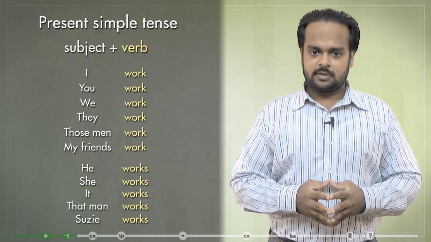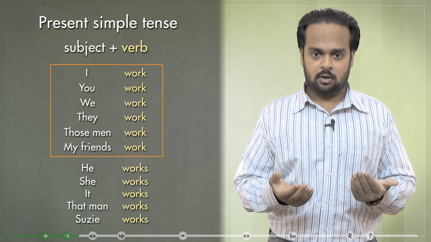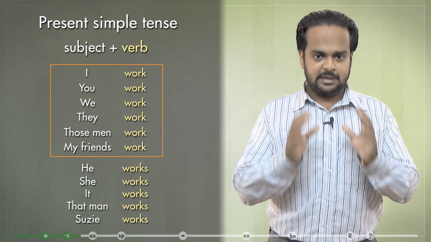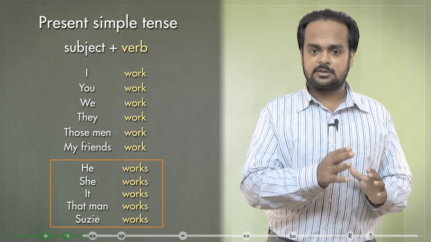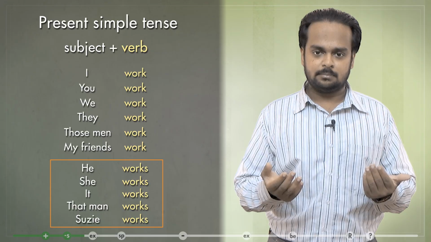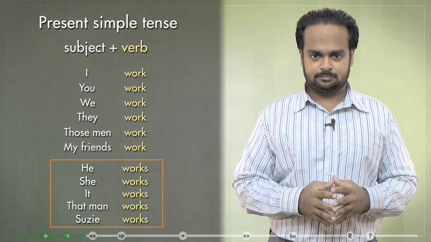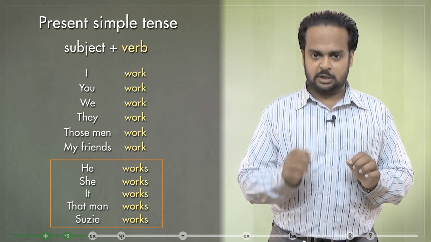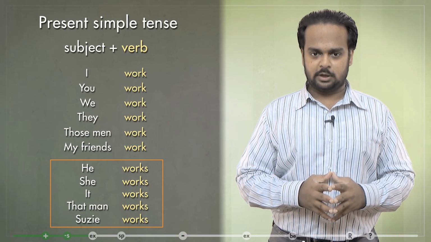So you can see here that if the subject is I, you, we, they, or any plural noun, such as those men or my friends, then you use the verb in the base form without s. But if the subject is he, she, it, or any singular noun, like that man or Susie, or any other name, then you take the base form of the verb and you add s. It's important to know that this s is only used in the present tense. It's not used in the past or future, only in the present.